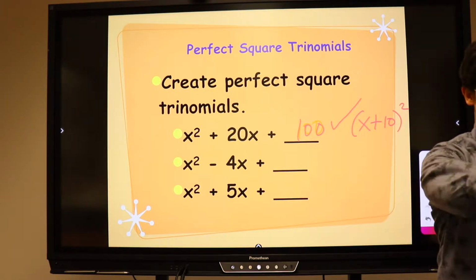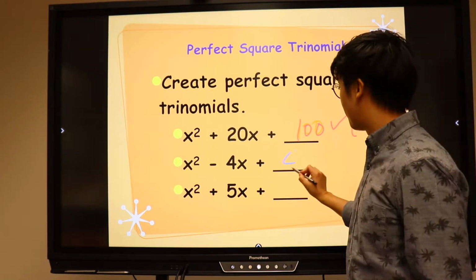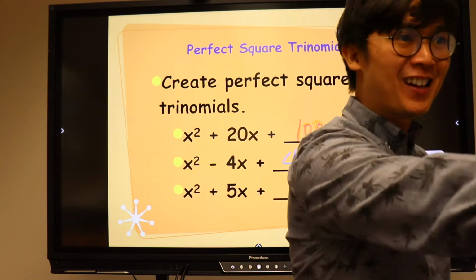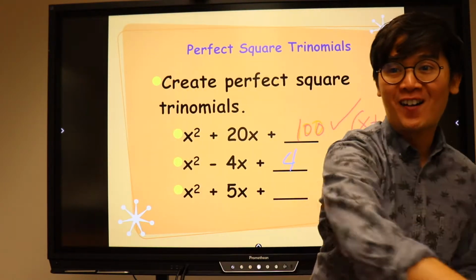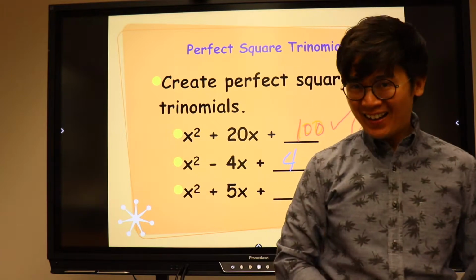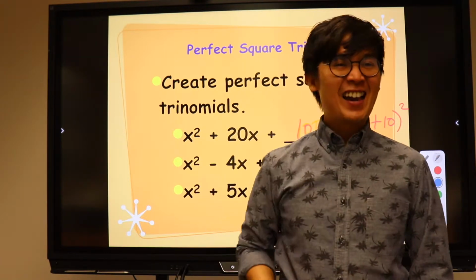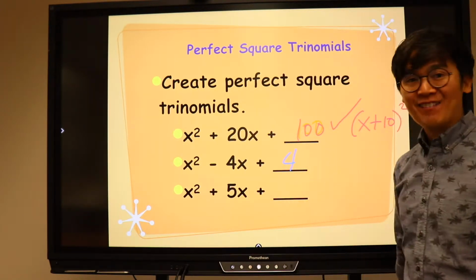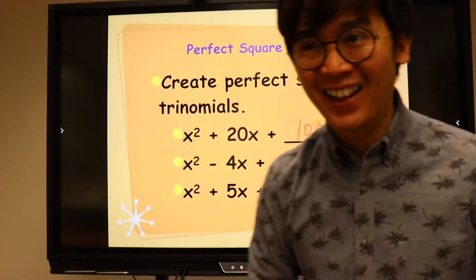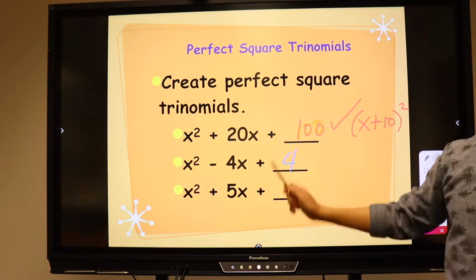Got it? Good. Can you change this into a square of binomial? Do it on your paper. Try it. What did you say? I said 16. Oh, so you're wrong. You're right. It's 4. Got it? But yes, it's going to be 4.